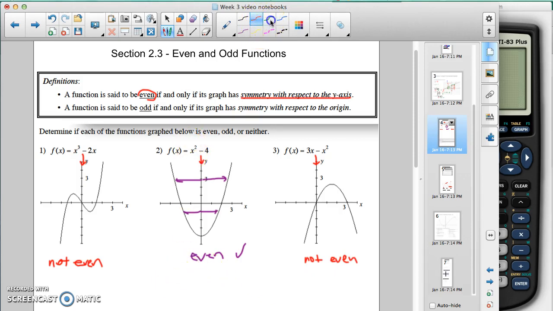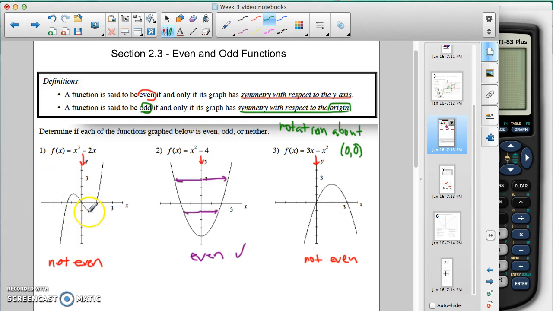Now, odd functions have symmetry with respect to the origin. So origin and odd, meaning that this is a rotation. Origin rotation is a rotation of 180 degrees about the point (0, 0). So that's what we're looking for, a rotation about (0, 0).